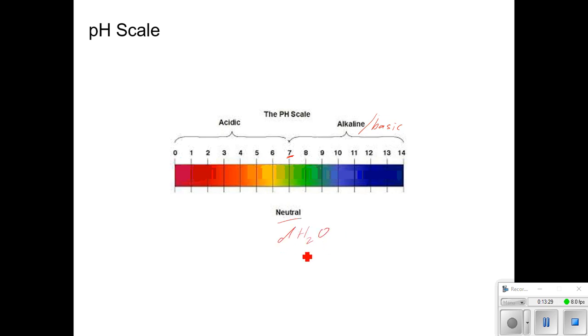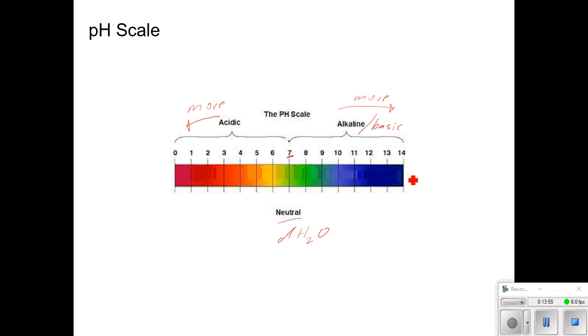Okay, not just any water, not river water, tap water, or ocean water, but distilled water that has H2O molecules and nothing else, that has a pH of 7. As you go lower, it becomes more and more acidic. The further you go with the lower numbers, to the left in this case, the more acidic. The further you go to the right with the bigger numbers, the more basic it is going to be.